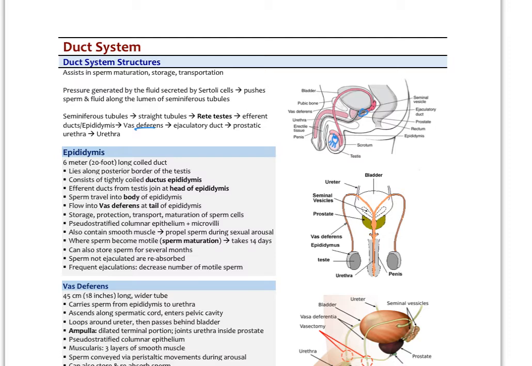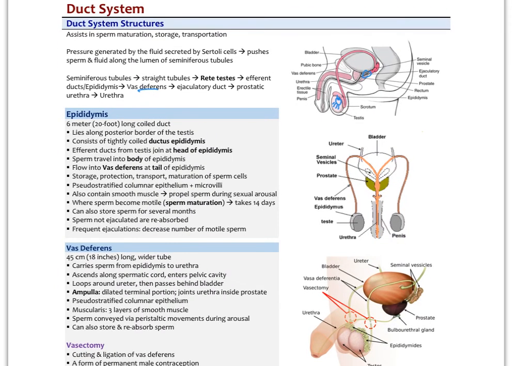So let's look at the epididymis here first. The epididymis is about 20 feet in length if you were to fully unravel it. It lies on the posterior border of the testes, and this is essentially, again, a series of tightly coiled tubes. The efferent ducts from the testes will all join this area of the epididymis called the head of the epididymis, which is the upper portion here. The sperm will then travel into the body of the epididymis and then flow into the vas deferens via the tail of the epididymis. Essentially what happens there is that sperm will be stored, they'll be protected, and then the maturation will begin. This is where the sperm will start to become motile, so they'll start to have activity in their tails.